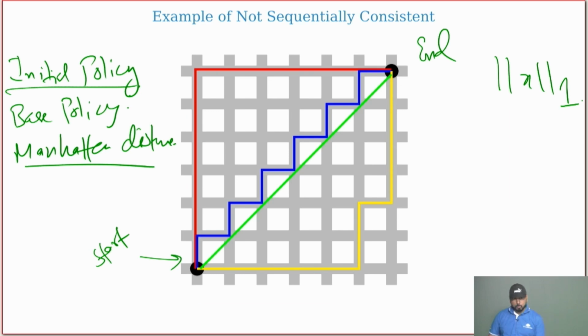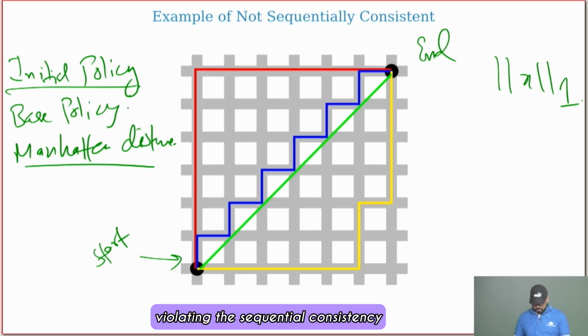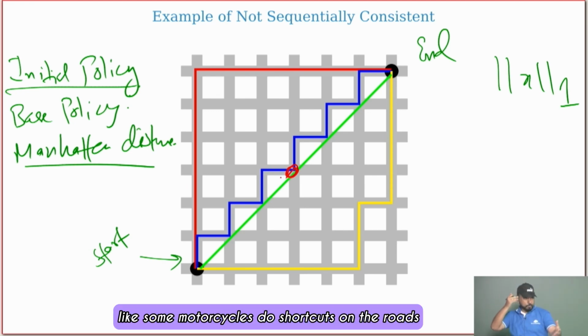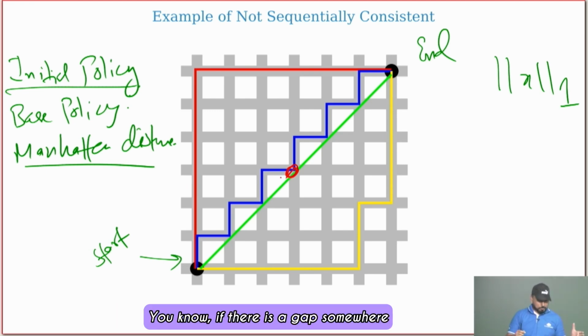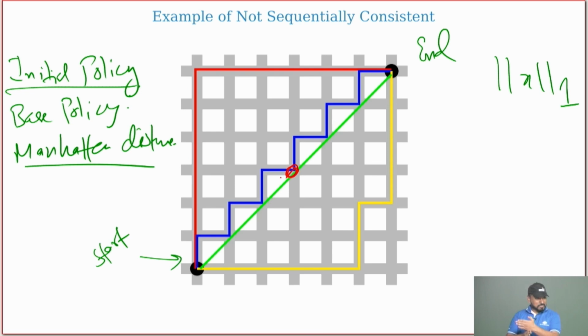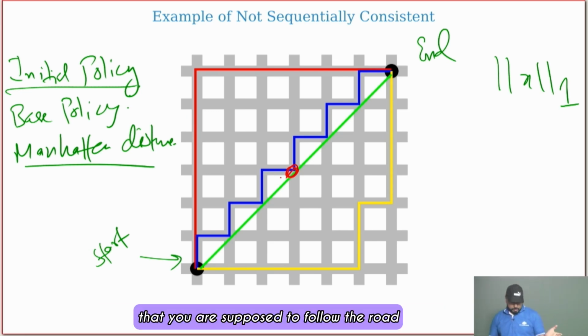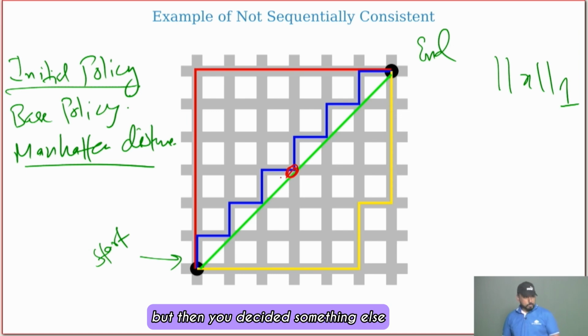Okay, so what do we mean by violating sequential consistency? Basically it means that your base policy was to follow Manhattan distance, and then let us say you arrive here, and then you said, no, let me take the shortcut, like some motorcycles do on the roads. If there is a gap somewhere, they go like this. So that's a violation of their policy. This is what we mean by an inconsistency in your policy: you are supposed to follow the road, but then you decided something else.